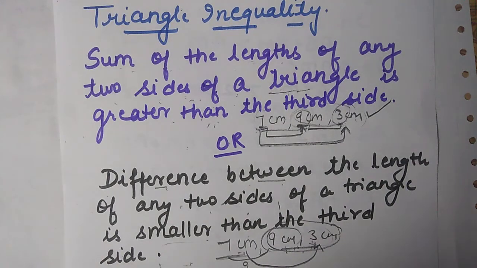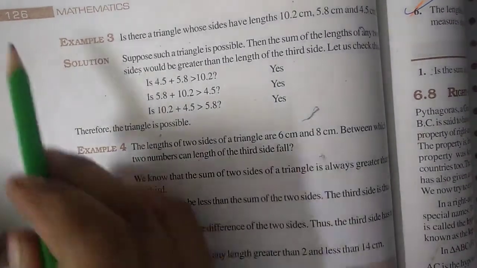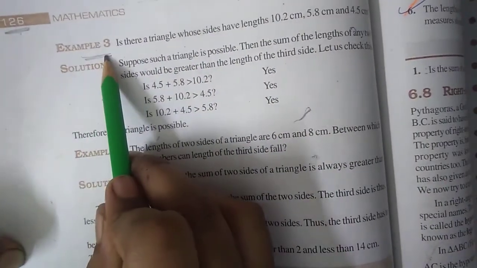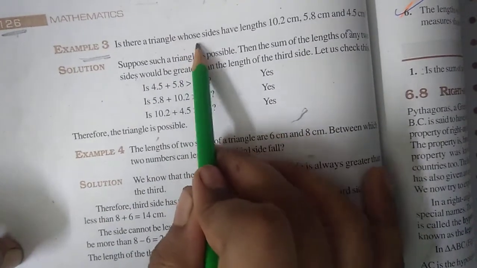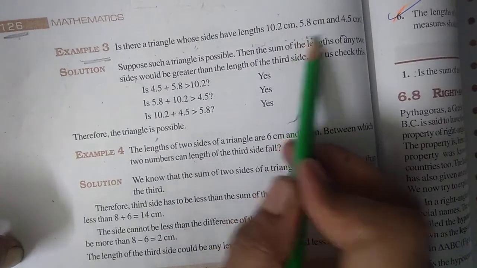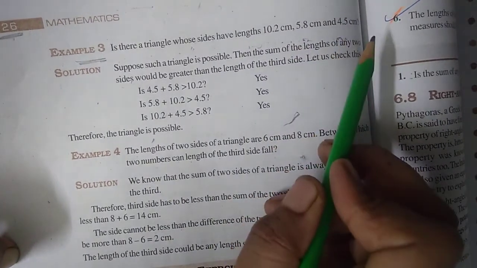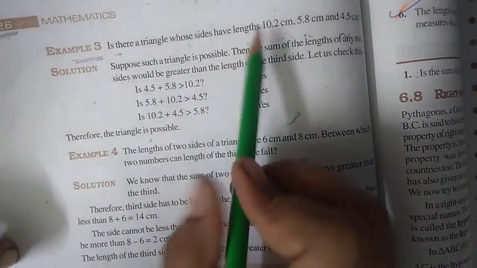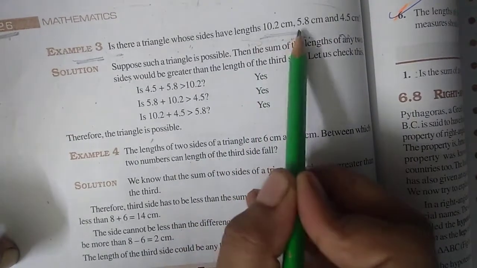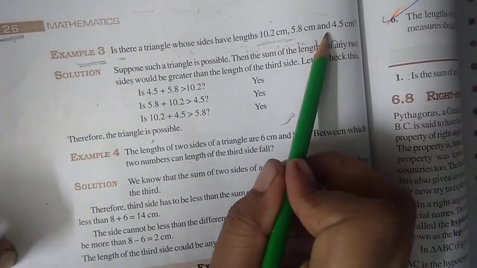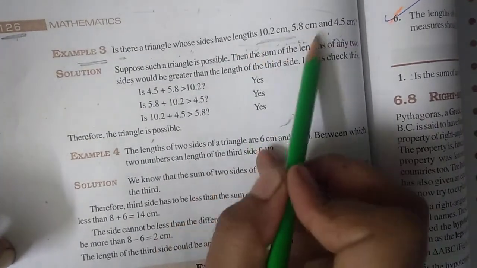Okay, so let us discuss questions related to this topic. Let us start with an example given on page number 126, example number 3. Is there a triangle whose sides have length 10.2 centimeter, 5.8 centimeter and 4.5 centimeter? It means the question is asking, is any triangle possible having sides with these measurements? So I will check whether they satisfy the triangle inequality in each pair.